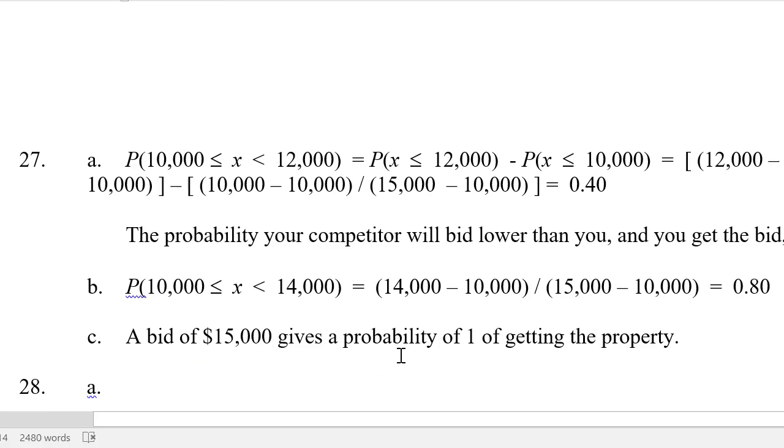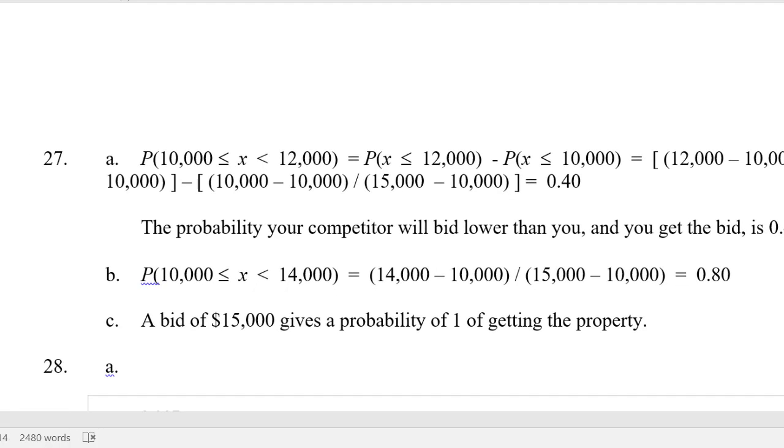The last problem, problem 27. What I was looking for in part A was 0.4. Let me show you how the calculations are done here. Try and shrink that down a little bit so you can see it.